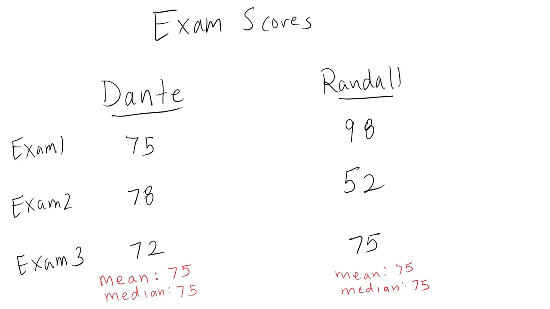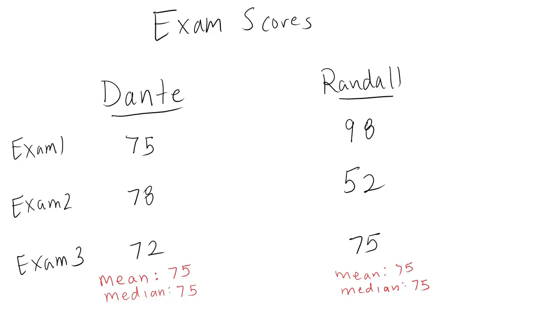So from the perspective of measures of center, you can't tell a difference in these two sets. They have the same mean, they have the same median. Neither has a mode because there's no repetition. From the perspective of the measures of center, you would think that these two sets were identical. But you can tell they're not. Dante's scores are much more consistent and close together. Randall's scores are much more varied and spread out.